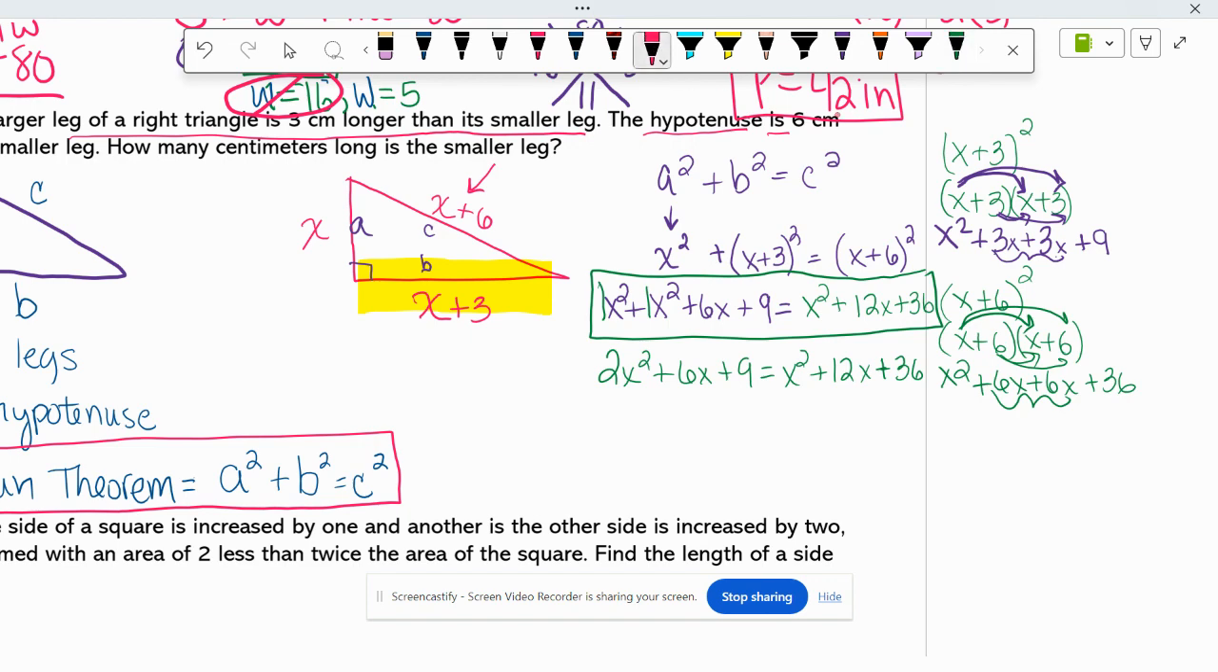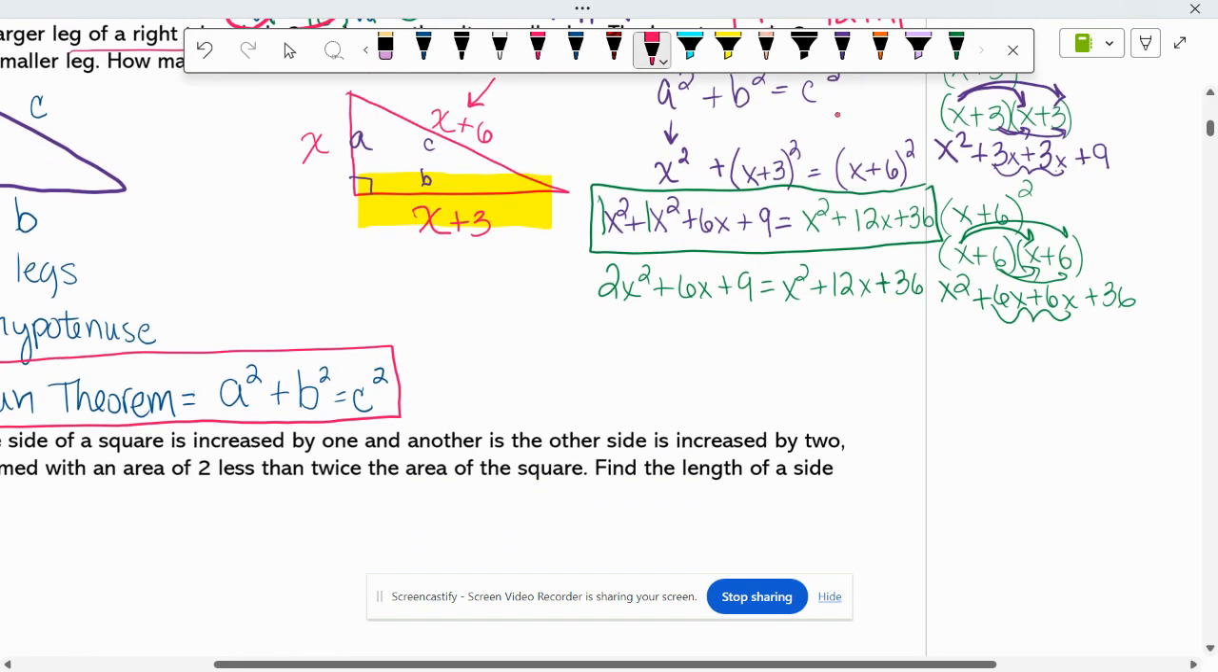So what side am I moving away? Am I going to move the right side to the left or the left side to the right? Well, which one should I subtract from so that way the X squared is positive? Should I take X squared minus 2X squared or 2X squared minus X squared?